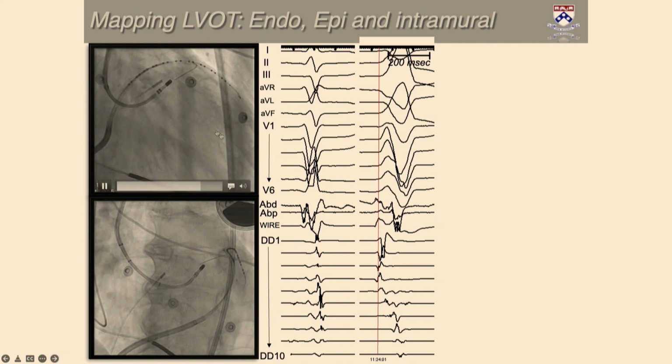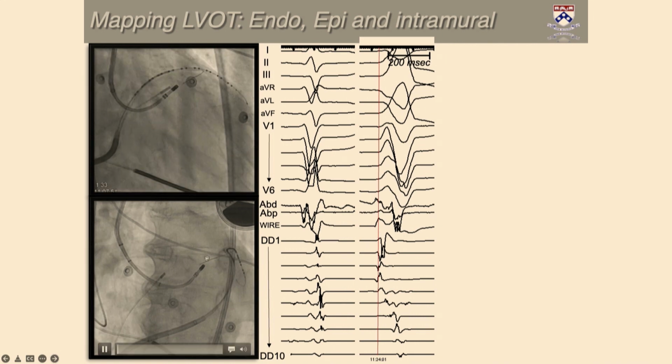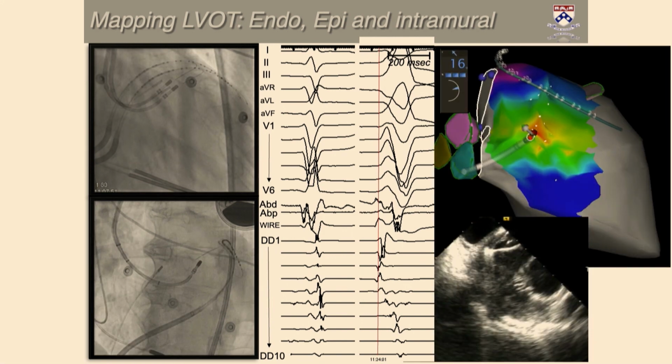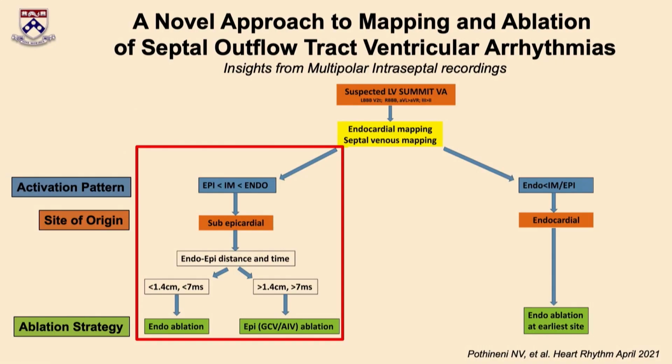But truly, when you put your ablation catheter opposite to this, you have to think of this as a unit. You're mapping the epi, you're mapping the intramural space, you're mapping the endocardium. And here you find that it's early in the endo, you ablate in the endo, and the problem is eliminated.